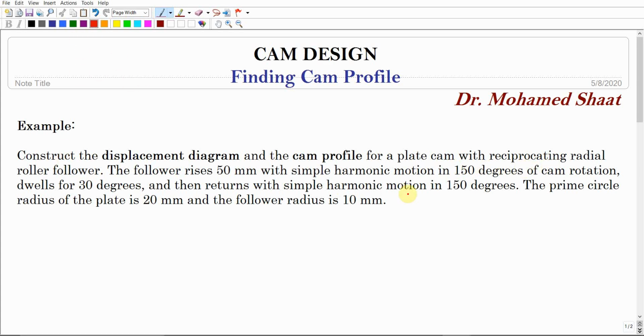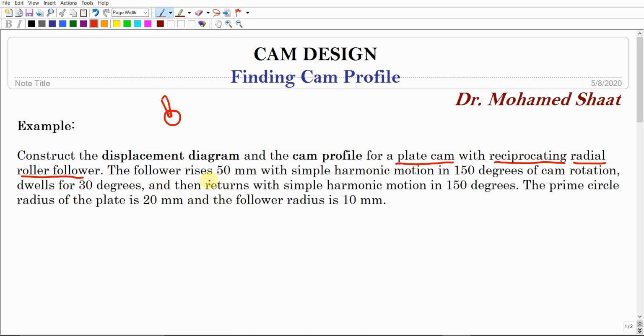This is what we're assuming all the time for this part, as we discussed before: a plate cam mechanism or disc cam mechanism, which is the same one, with a reciprocating radial follower. It means that the follower is going to do reciprocating linear motion, and it is a radial roller follower. It means there is a roller, so this is the shape of the follower, how it looks. The radius of the roller is going to be provided.